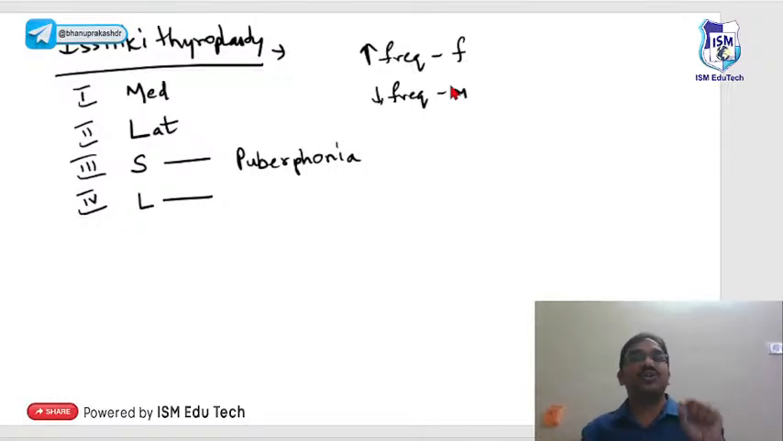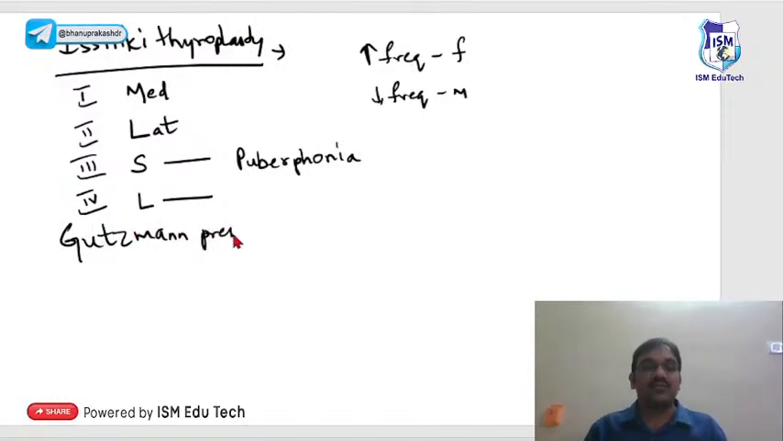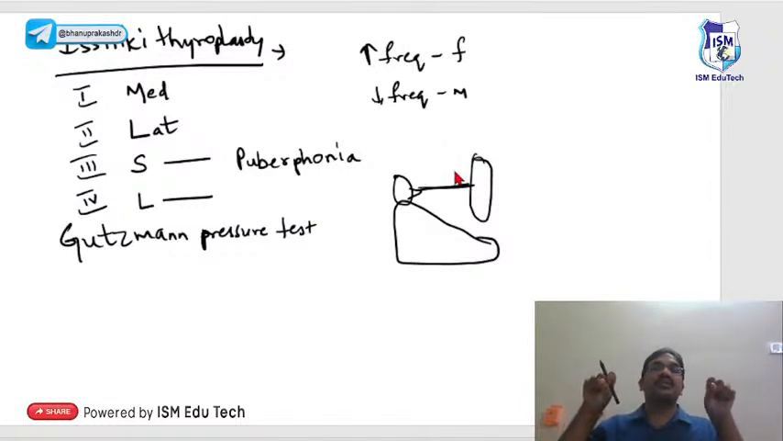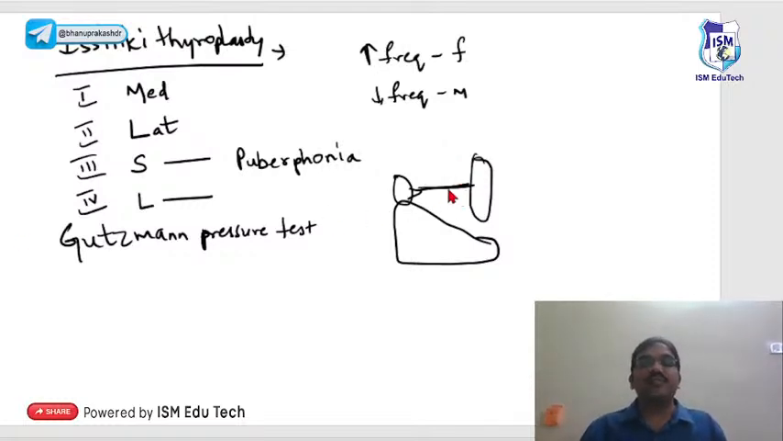So in these patients, to detect clinically whether the patient has a problem of puberphonia or not, the Gutzmann pressure test is done. Okay, what is this Gutzmann pressure test? Simple. See, you all know this is your thyroid, and this is your cricoid lying down like this. Here you have your arytenoid vocal process, and this is your vocal cord attached like this. Here, the vocal cord in puberphonia in males, which should be a bit loosely attached, is tightly attached, so a high frequency voice is coming from a male. So that is puberphonia. When it is tightly stretched, a female voice comes. If you make it loosely stretched, then a male voice may come.